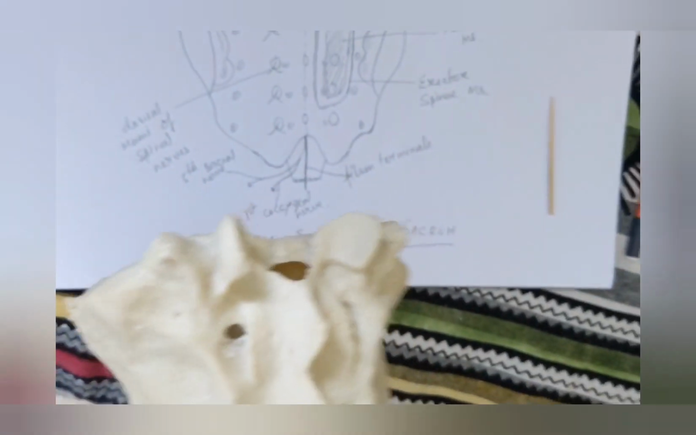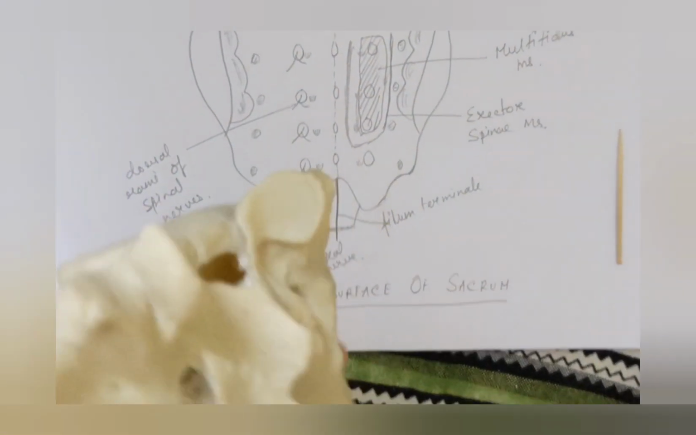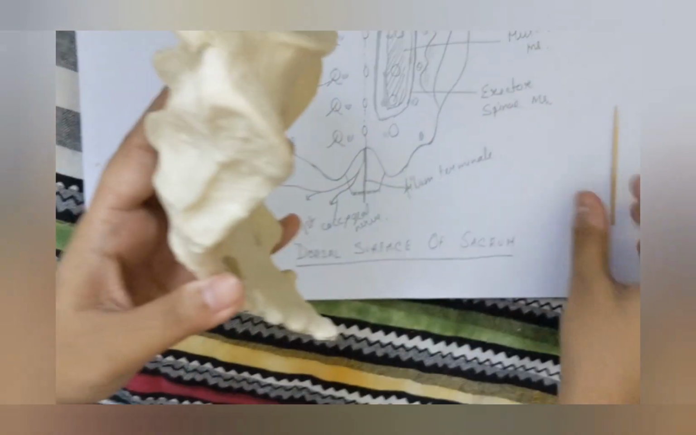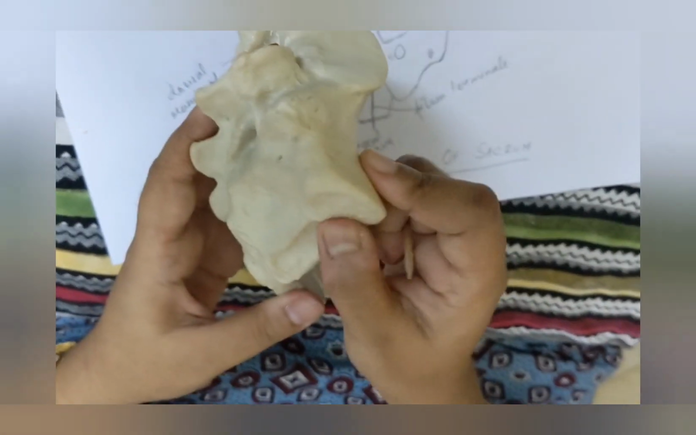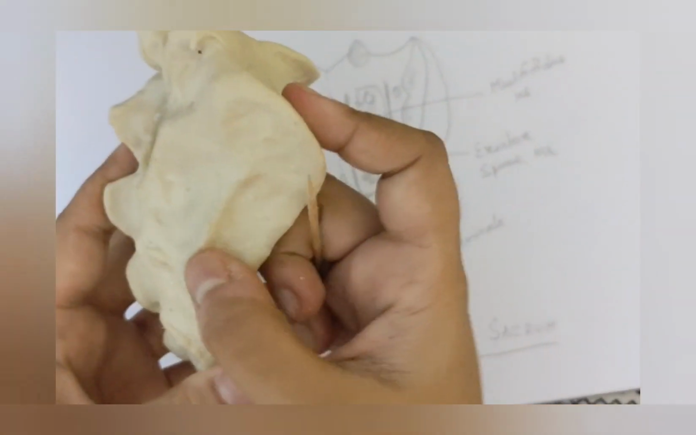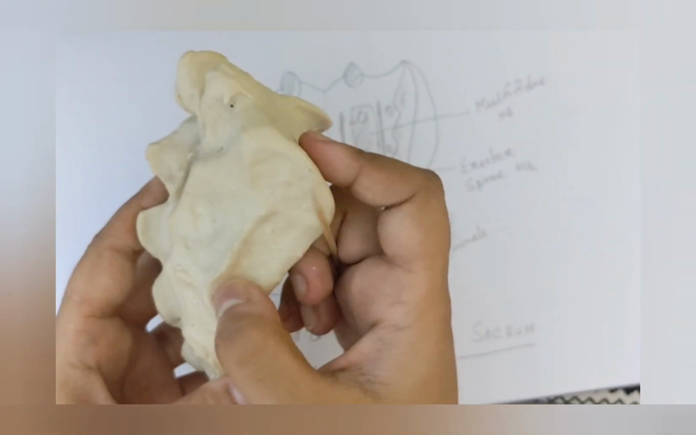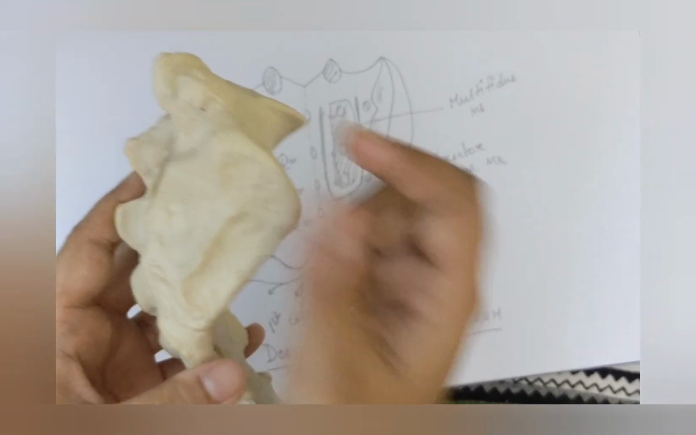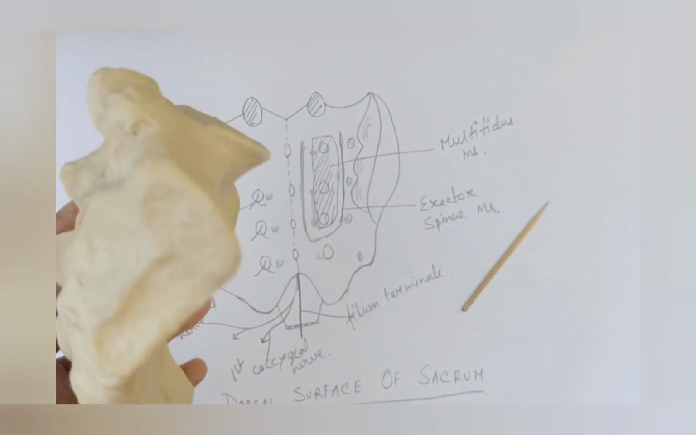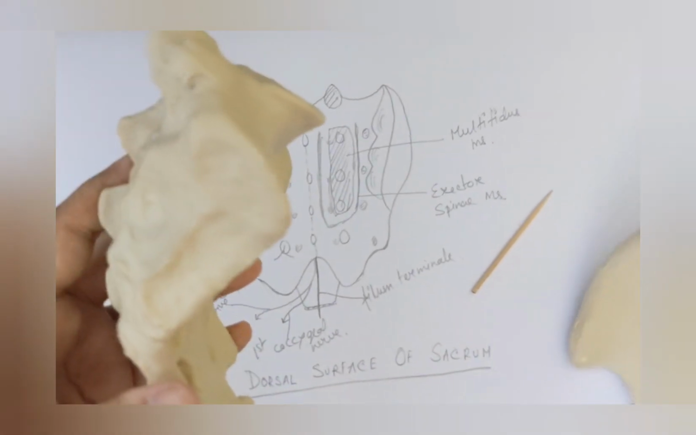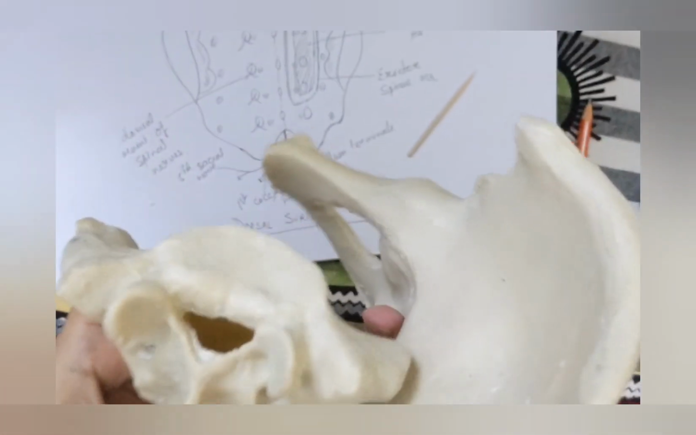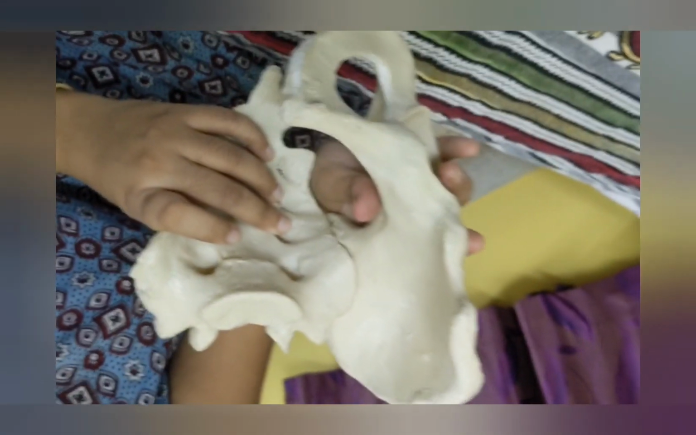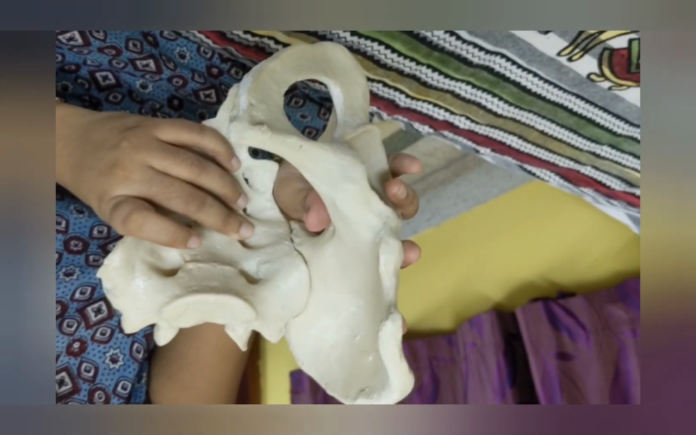Now coming to the lateral surface. These are the two lateral surfaces. The lateral surface is a bit smooth and inverted L-shaped. This is an articular surface, also known as the auricular surface. It will articulate with the hip bone, forming the sacroiliac joint.